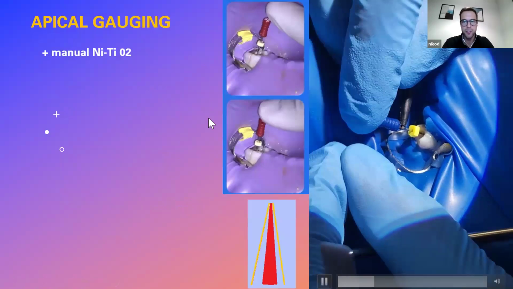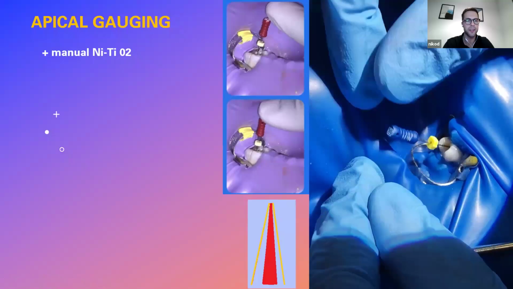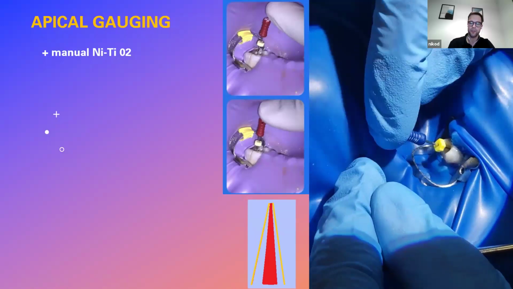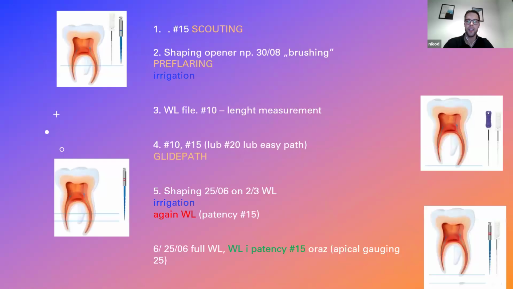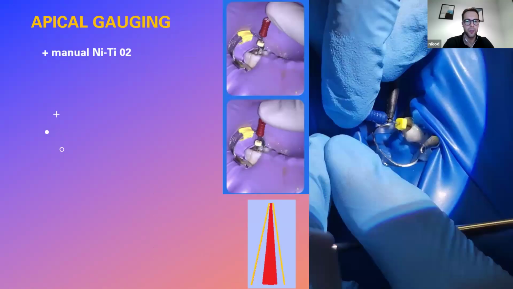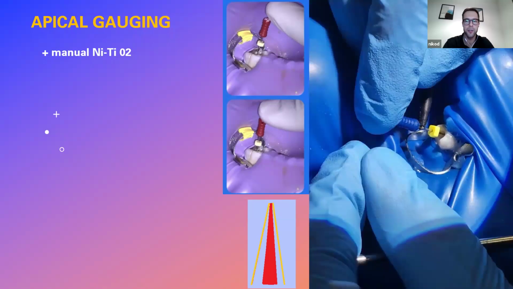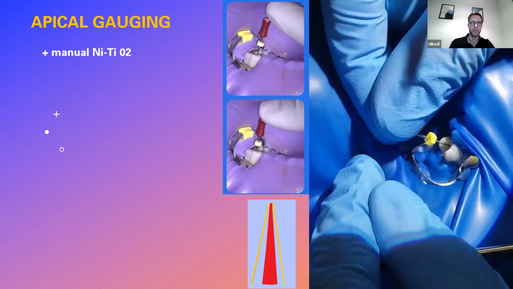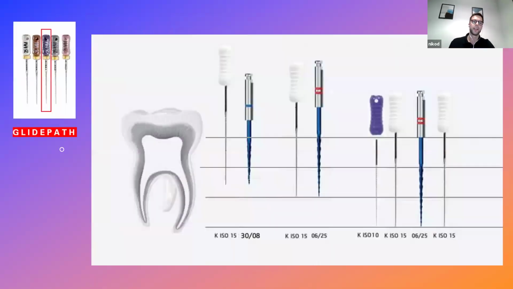After finishing shaping, we use the same number, but with nickel-titanium manual files at full length, and we can check if it stops at our length. If it's going deeper, we need to shape our canal to a bigger size. This is my protocol, not for every case. This protocol is mainly for simple cases.